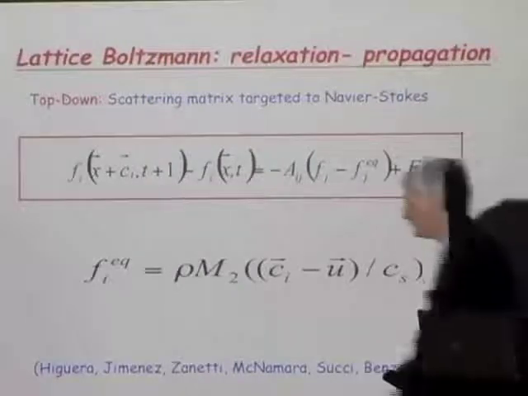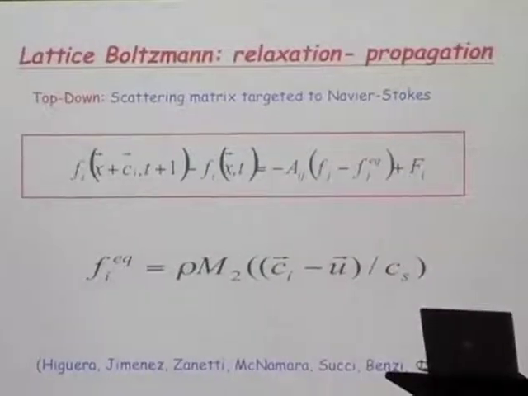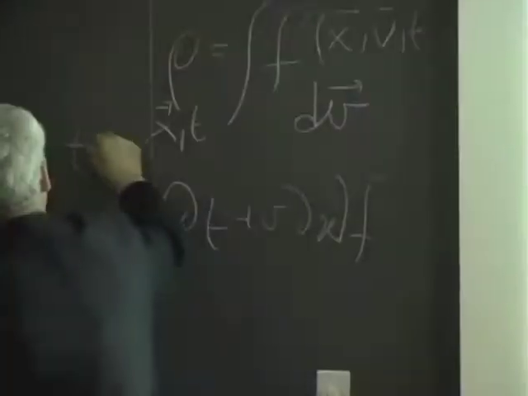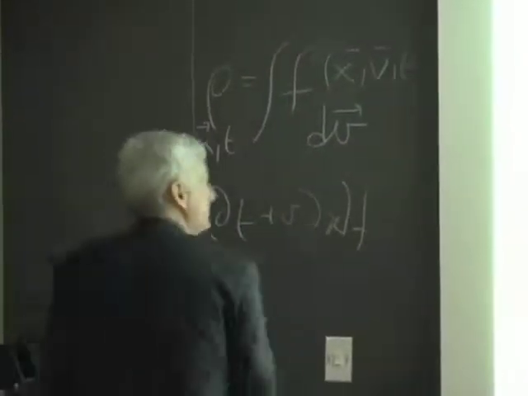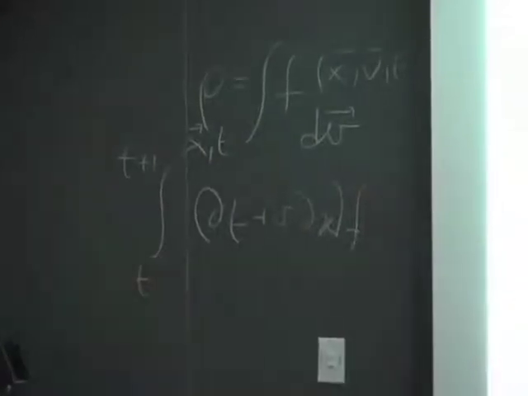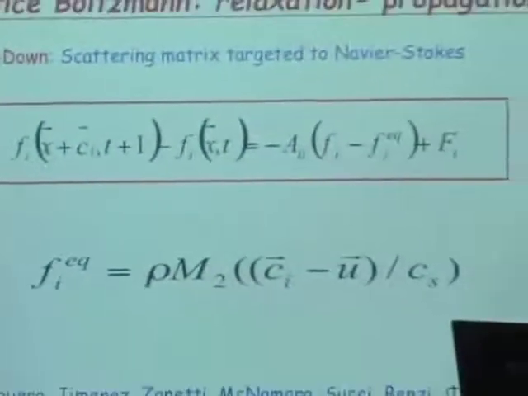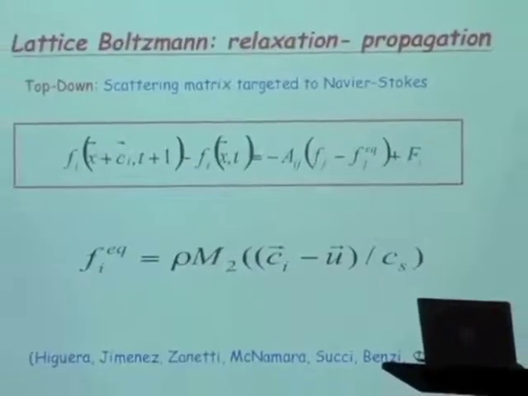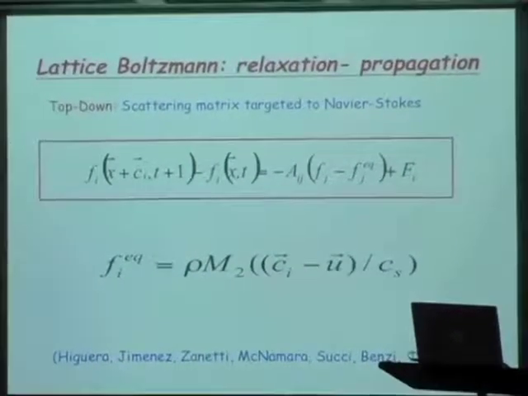And that's the analog, of course, of the streaming operator, which we wrote yesterday, dt plus v dx f. If you integrate this between time t and time t plus 1, that's exactly what you get here. The right-hand side is, again, the Boltzmann collision operator, which we discussed yesterday. Here I wrote it in a form which is essentially a relaxation form, although it is a matrix.